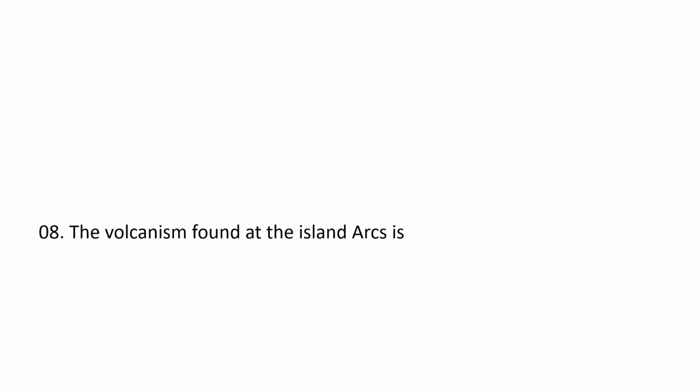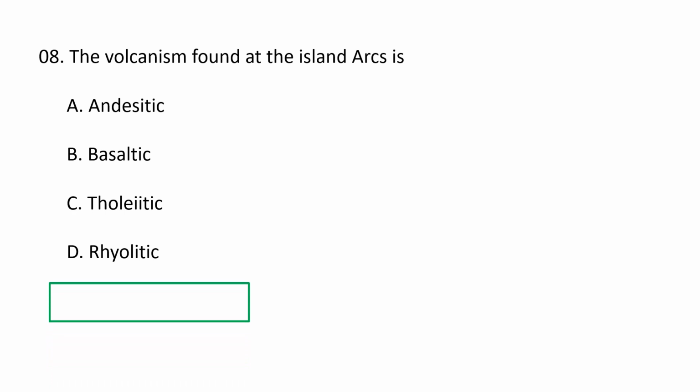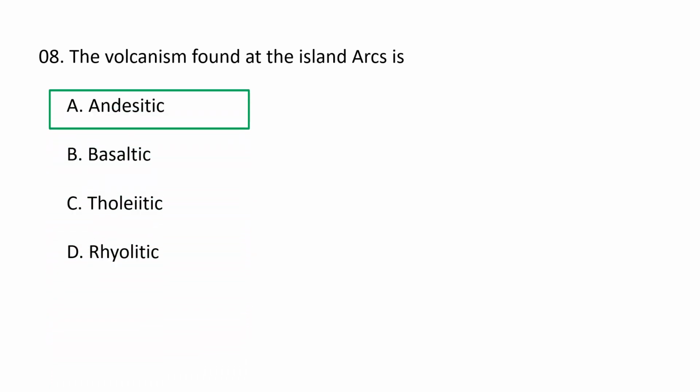Next question. The volcanism found at the island arcs is A. Andesitic, B. Basaltic, C. Tholeiitic, D. Rhyolitic. The volcanism at the island arcs is andesitic. Andesites of both island arc and continental margin environments contain petrologic evidence of mantle and also crustal melts. So andesitic volcanism appears to involve the addition of mantle-derived basaltic magma to the crust and fractionation of the pre-existing crustal material. A is the correct option.